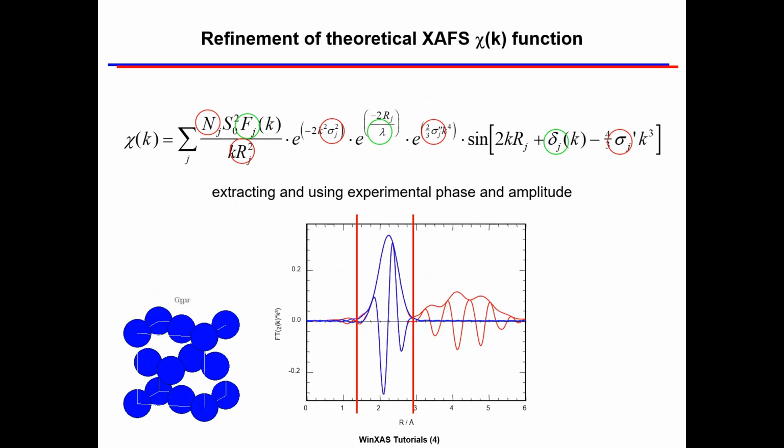We want to start with extracting experimental phases and amplitudes from reference spectra and use them in EXAFS simulation and refinement. This procedure involves back transformation of a certain range of the Fourier transformed chi of k. The back transformed range must contain only a single shell in the model structure, which limits this approach to the first shell in most cases. However, it also reduces the number of parameters in the refinement and makes it a good starting point for talking about EXAFS analysis.